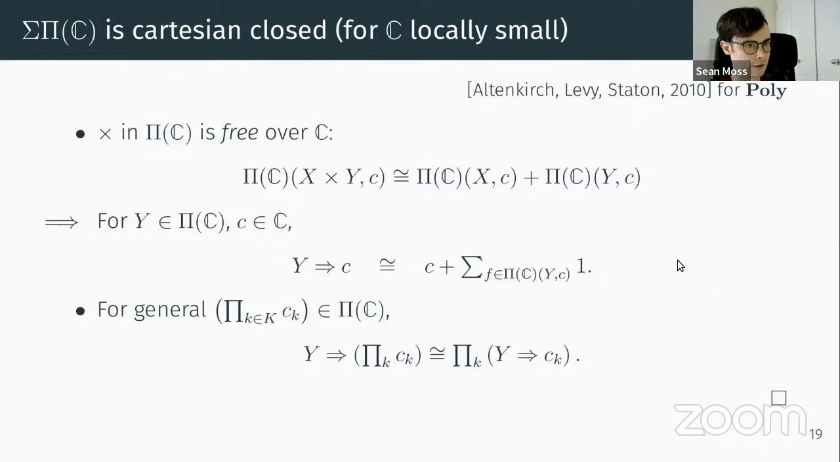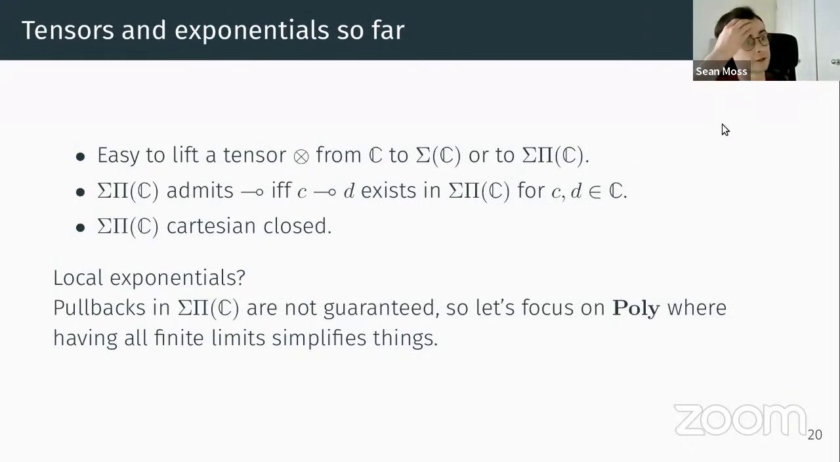Okay. And we're almost ready to apply the thing on the previous slide, except we just have to account for products of the little c's on the right of an exponential. That's really easy because exponentials into a product are always given by products of the exponentials. Okay, so it's really easy to lift a tensor from C to either sigma C or sigma pi C, or in fact also to pi C.